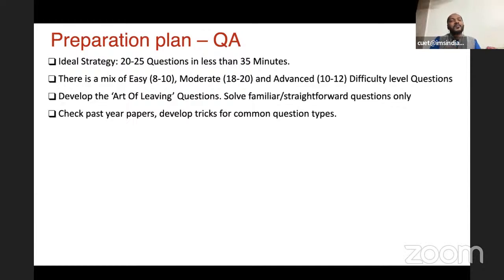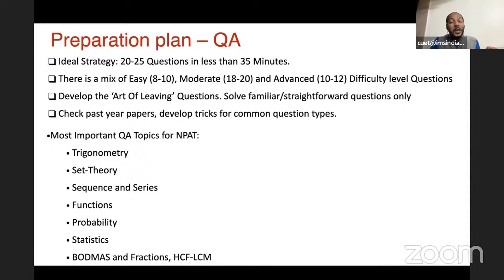So basically the most important chapters, the chapters that you have the most questions from, are these. So trigonometry, one of the topics which a lot of students are really scared of. Maybe they dread the trigonometry chapter the most, and there are quite a few lengthy questions from this chapter.